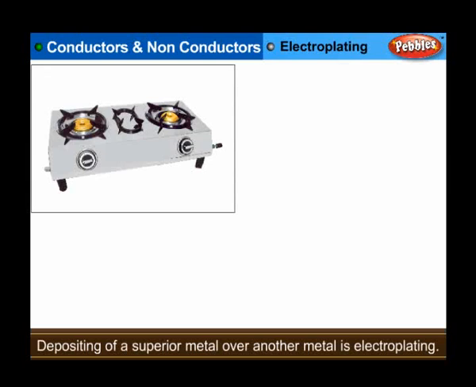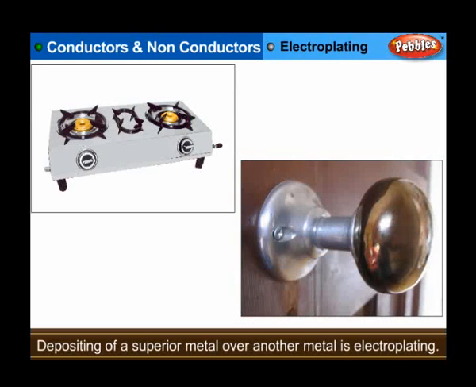Electroplating. Iron articles such as gas stove, cycle parts, door handles, etc. are chromium plated. Ornaments made of copper are silver plated or gold plated. How is such plating carried out? The process of depositing a superior metal like gold, nickel, or chromium over a metal like copper, iron, etc. by the use of electricity is called electroplating.